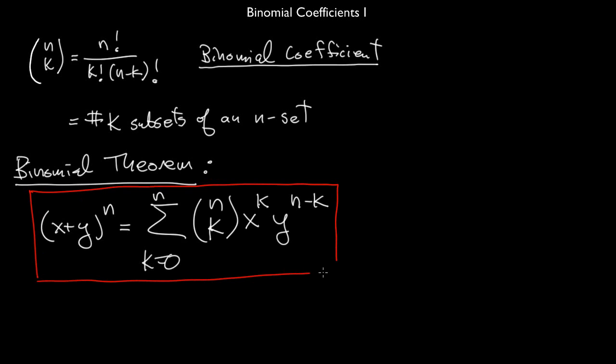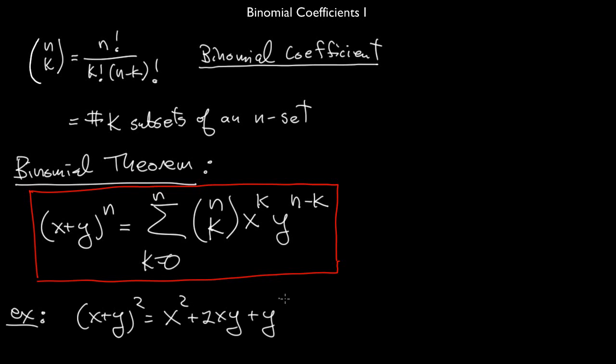That's the binomial theorem. And now notice that these powers of x and y are such that those two numbers, k plus n minus k, add up to n. So for example, everyone knows that x plus y squared is x squared plus 2xy plus y squared. And that's because 2 choose 0 and 2 choose 2 are both 1, and 2 choose 1 is equal to 2. Okay, well, let's prove this theorem.